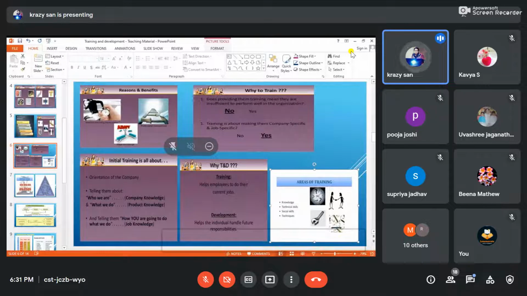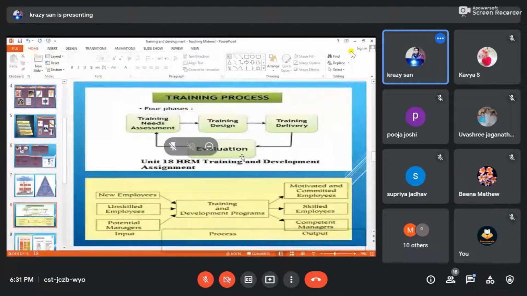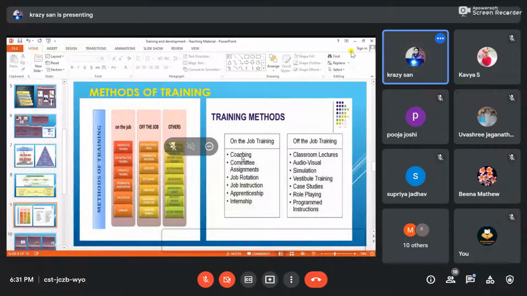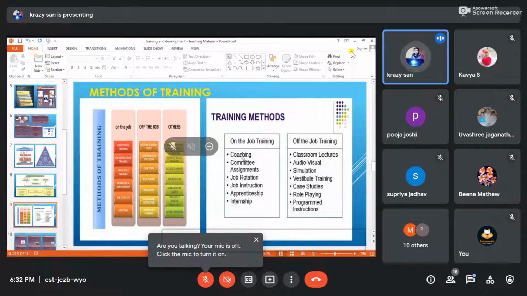Okay, now let's go to this. What are the methods of training? Methods of training are various, but if we go with the theoretical concepts, we go with on-the-job training and off-the-job training. But if you see from a practical perspective, other major concepts are also added. On-the-job training includes coaching, committee assignments, job rotation, job instruction, apprenticeships, and internships. Off-the-job training includes classroom lectures, audio-visual, simulations, vestibule training, case studies, role playing, and programmed instructions.